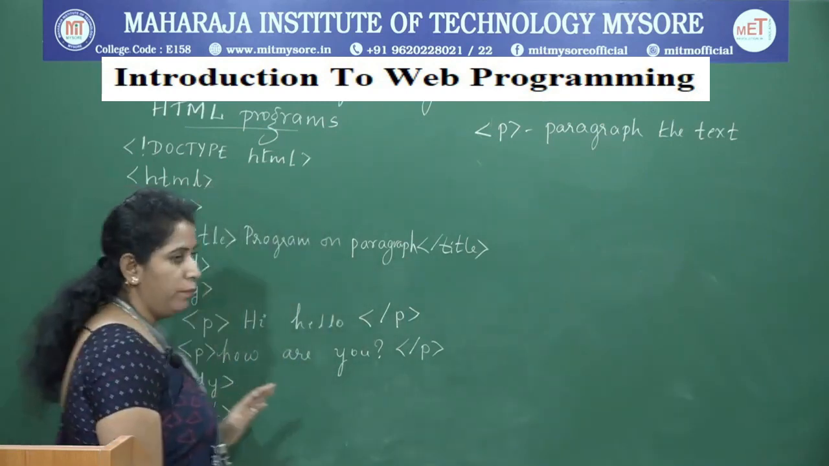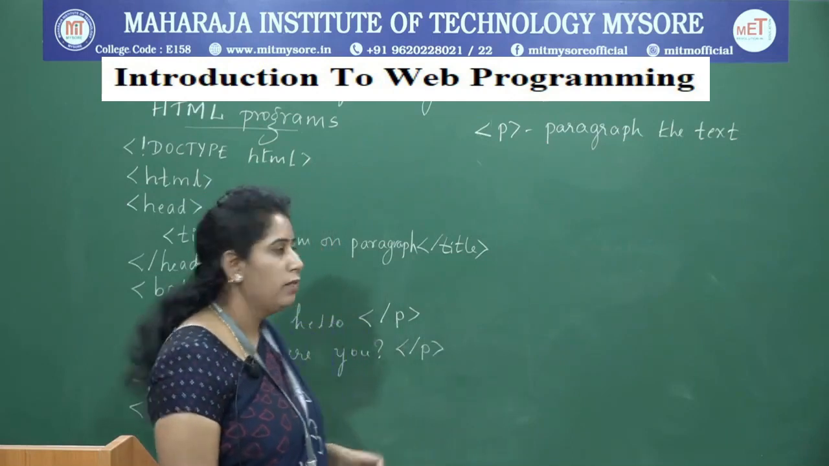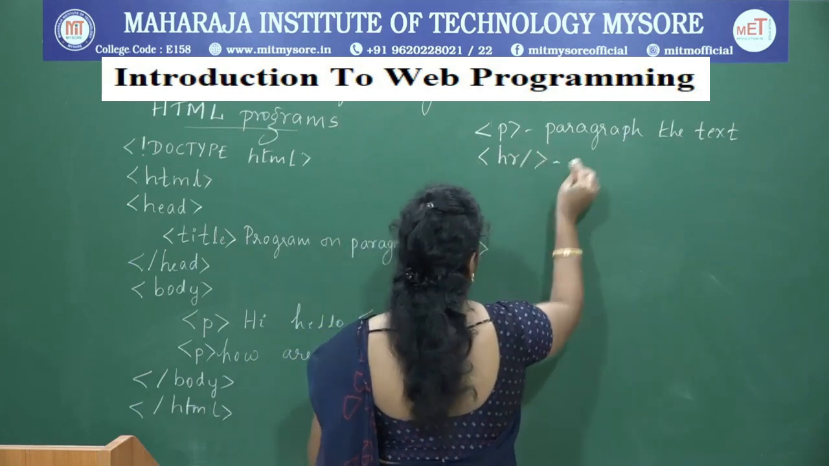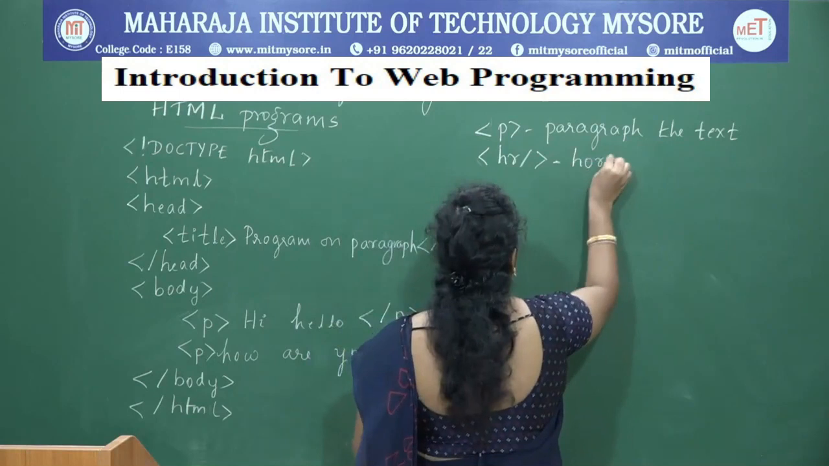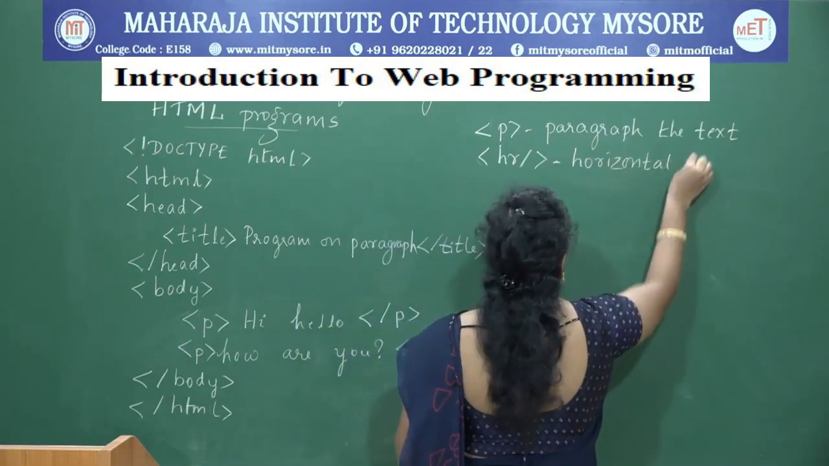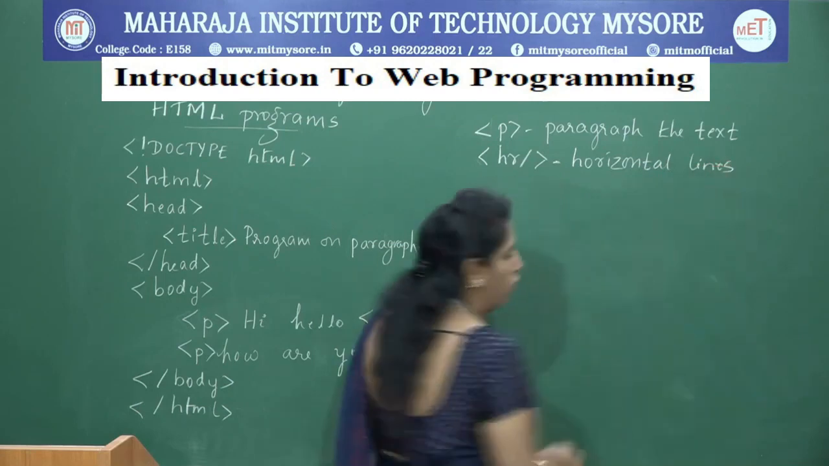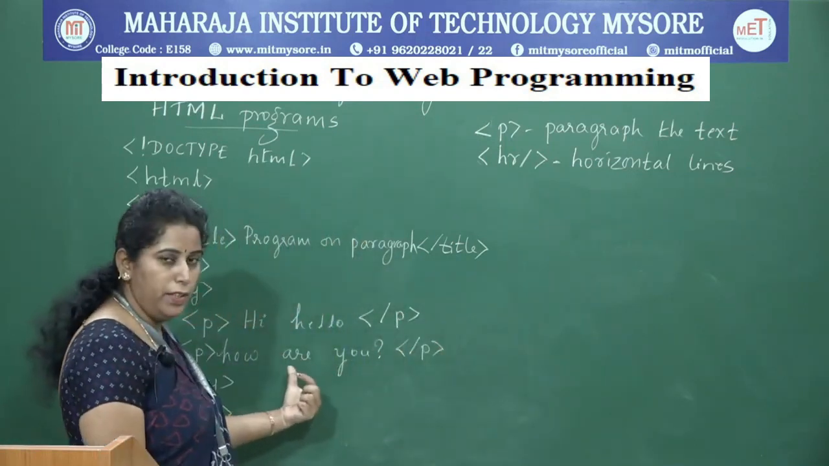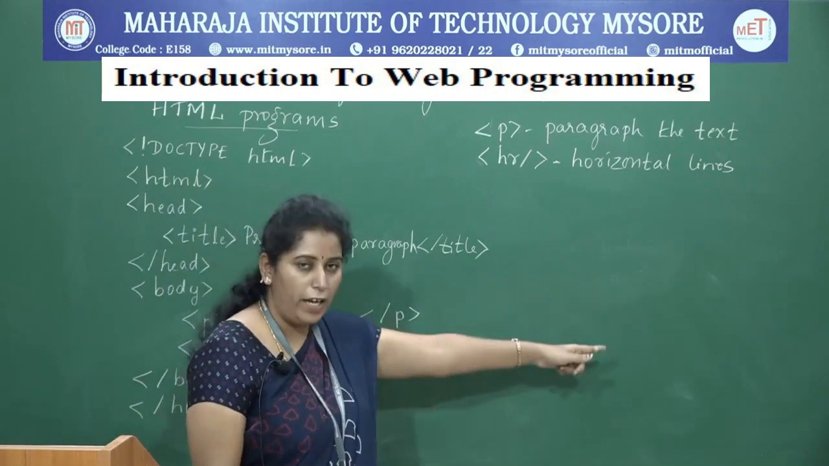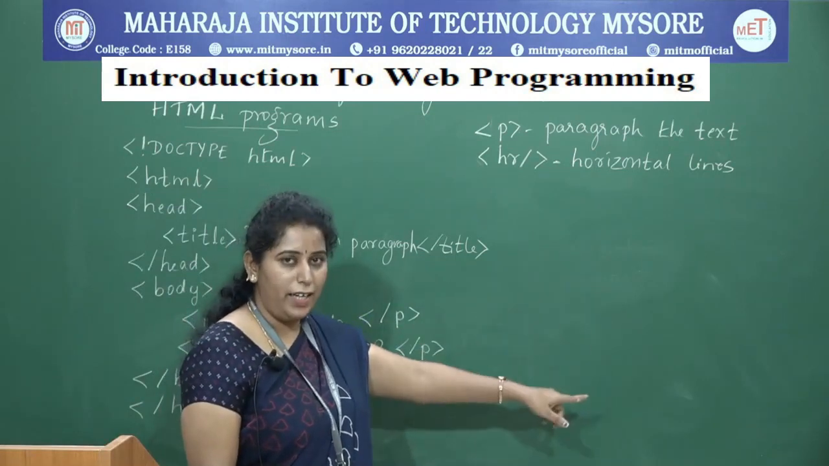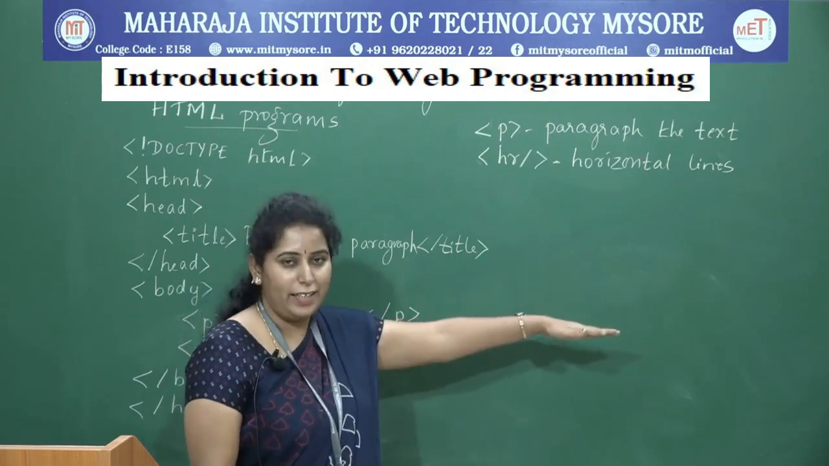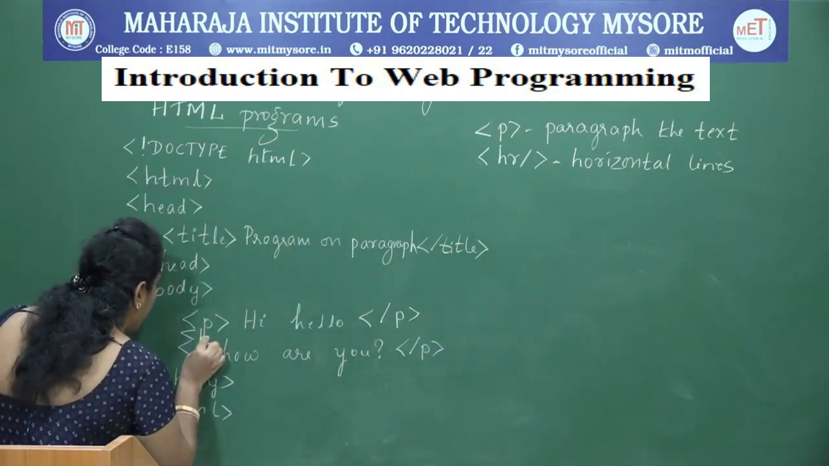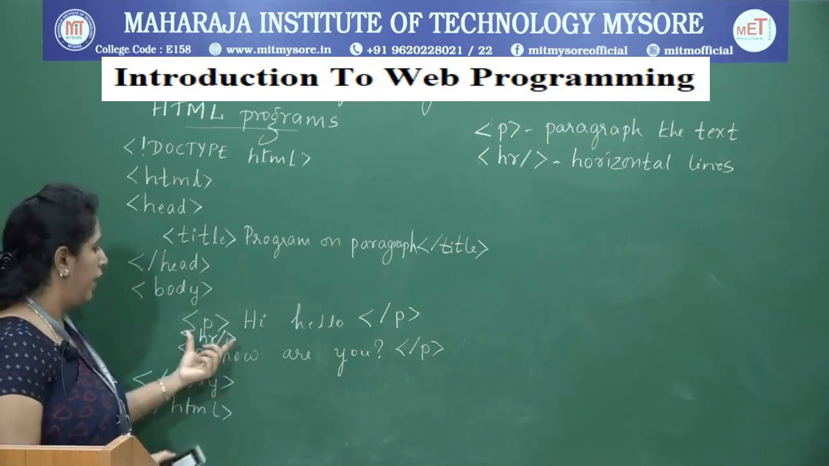Okay. In the same program I can make use of one more tag. What is that tag? HR. This is used for printing horizontal lines. See here, for this given program, the output was printing hi, hello in one line and how are you in another line, right? If you want to separate them by a horizontal line between these 2 lines, you can use HR like this in between these 2.